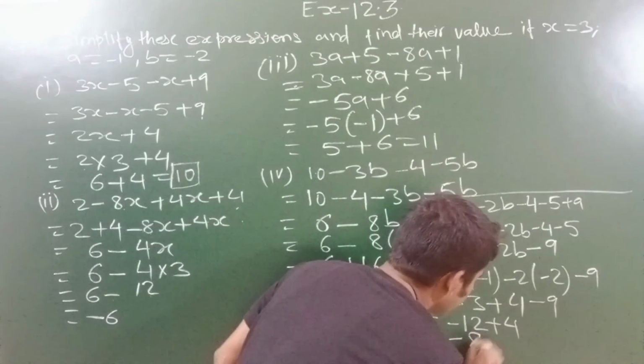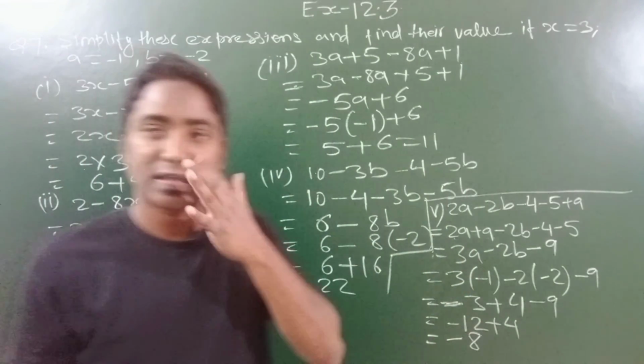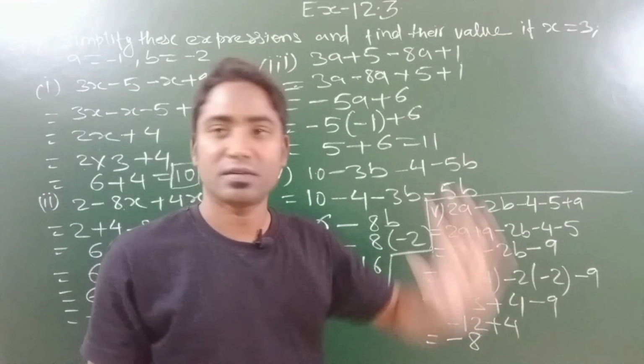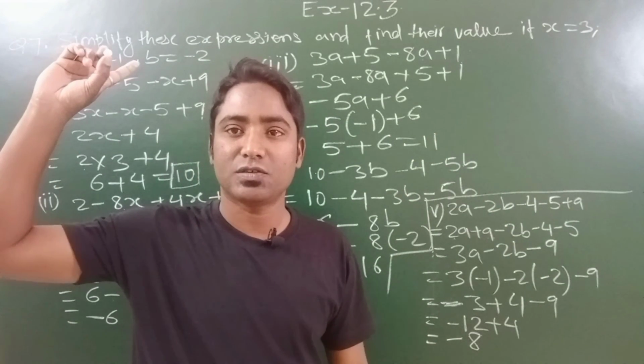So this is the final value, that is minus 8 is the final value of the expression 3a minus 2b minus 9 at a is equal to minus 1, b is equal to minus 2.